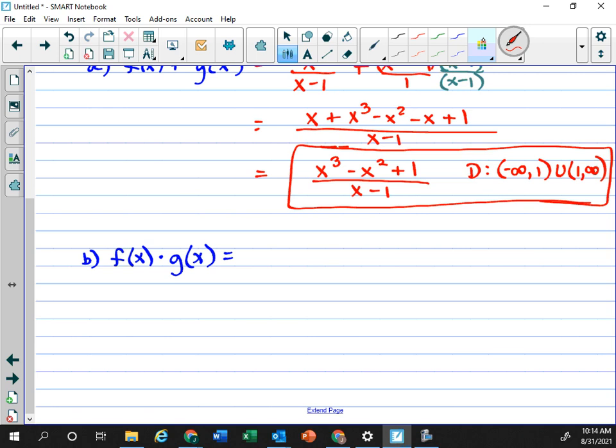All right, so hopefully you wrote f of x and g of x down up above. So f of x was x over x minus 1, and g of x is just x squared minus 1. I'm going to go ahead and write it as a fraction, putting it over 1, just so we don't lose anything there.